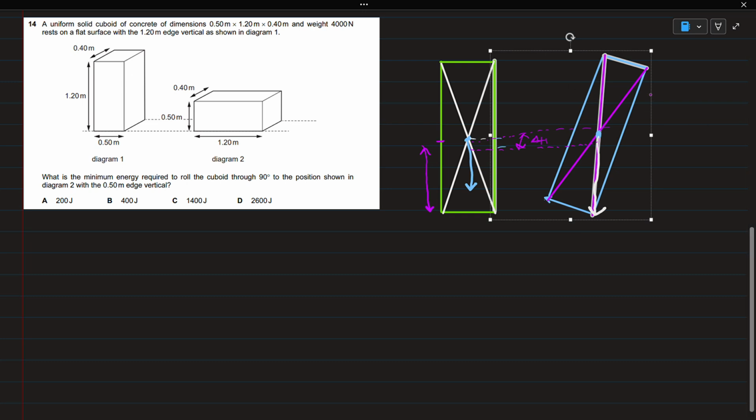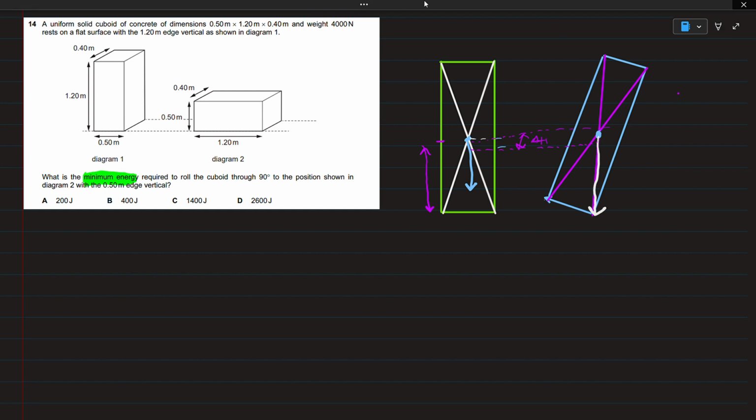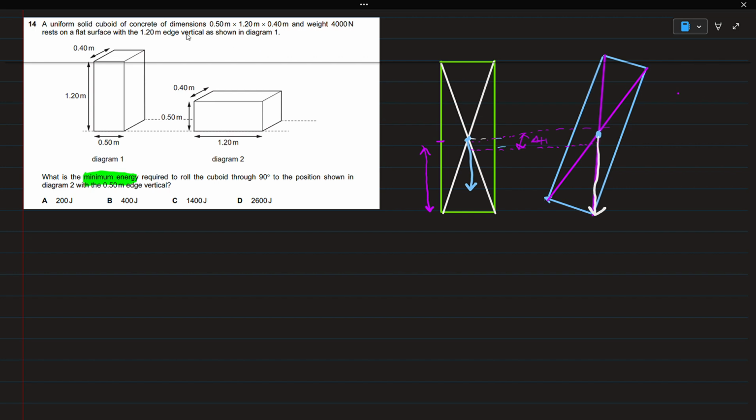Okay, so for a question like this, we have to understand what happens when an object falls. So I'm just going to use this example. But before that, we need to pick the key lexis in the question, and that key word is minimum energy. I do not want this to block our screen, but we see minimum energy in the question.